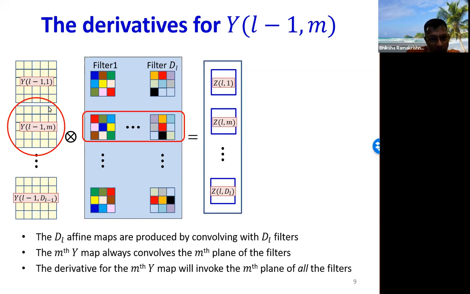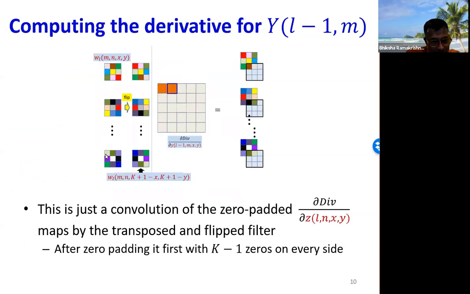And so we visualized the operations and went through the math and found that given the derivatives with respect to all of these z's, namely the derivative maps for these affine values, the way we would compute the derivative for the mth activation map of the previous layer was through convolution. What we would do was to take all of these mth layer planes of all the filters, flip them left to right and top to bottom. So you're going to get one such plane.